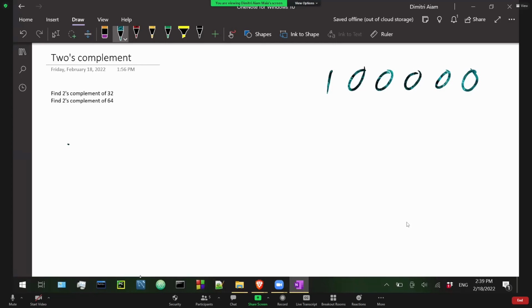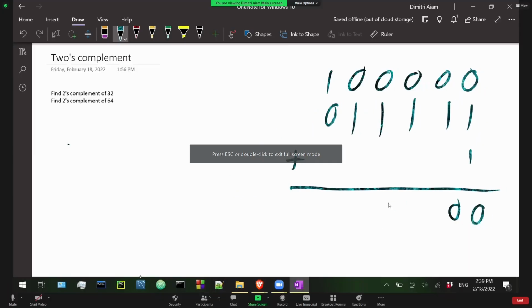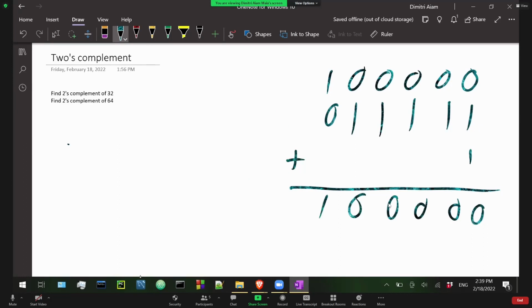For the two's complement, we do the exact same thing. Flip it. And now you add 1. This whole thing becomes 0, 0, 0, 0, 0, and then a 1. It turned around because 32 on this size is the maximum size. But this is the two's complement of 32.